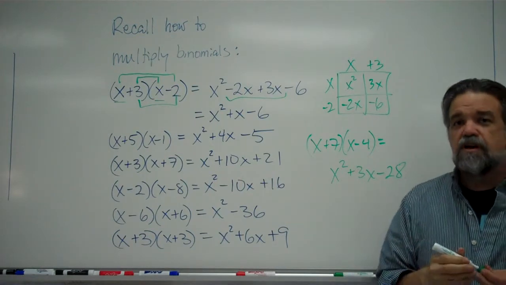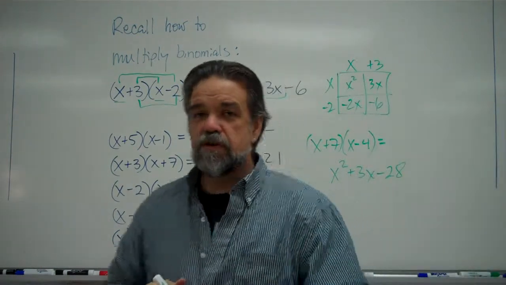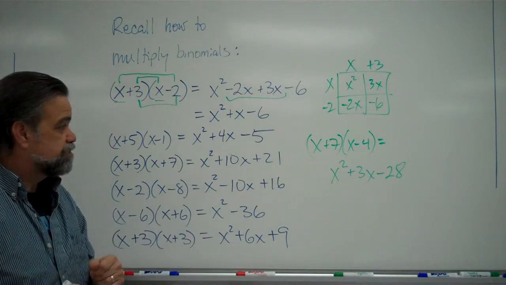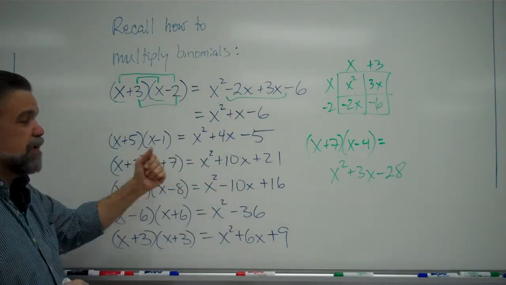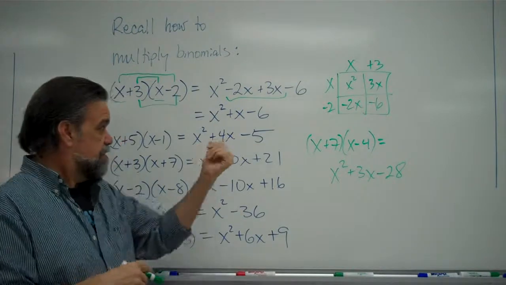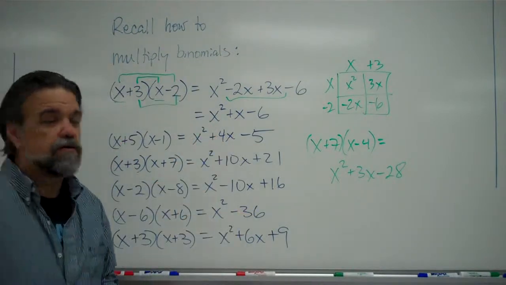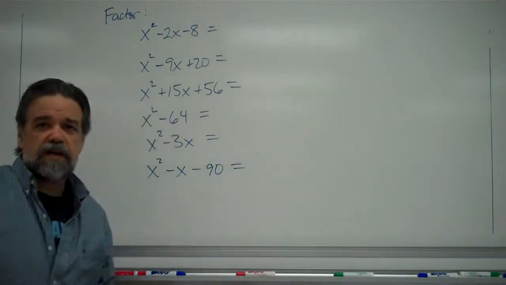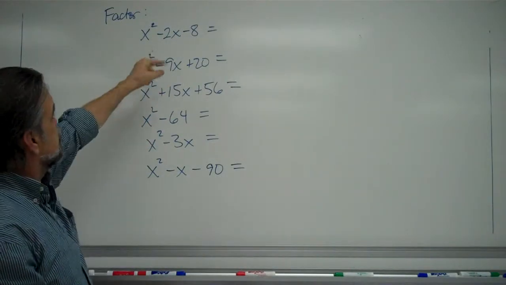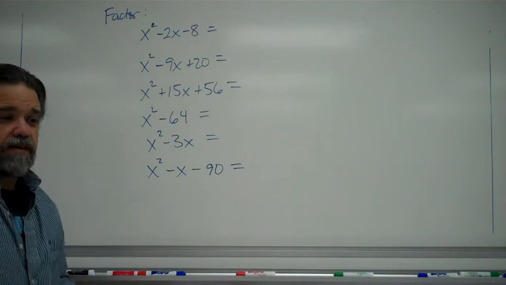So now what we're going to be doing is going backwards. We're going to start with something here and go backwards, using that pattern that we just saw a second ago. So, here we go. Got some examples here. First off, x squared minus 2x minus 8.